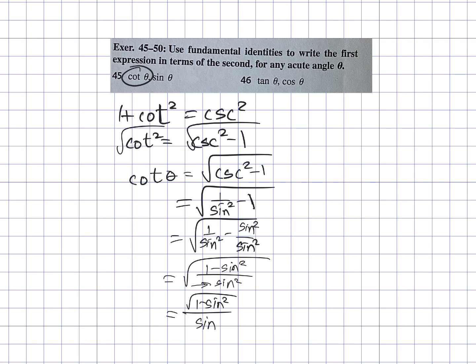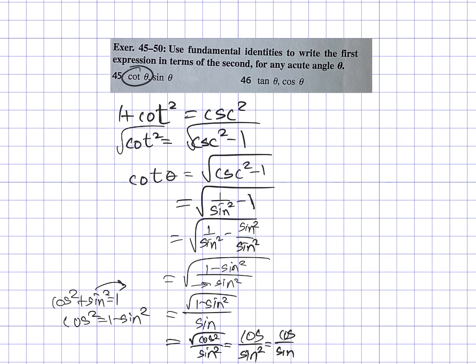Now, what is 1 minus sine squared? Well, cosine squared plus sine squared equals 1. If I move the sine squared over, I get cosine squared. So I have the square root of cosine squared all over sine squared. The square root of cosine squared is cosine over sine squared. But you're not done. Cosine over sine times 1 over the sine, because sine squared can be written like that.